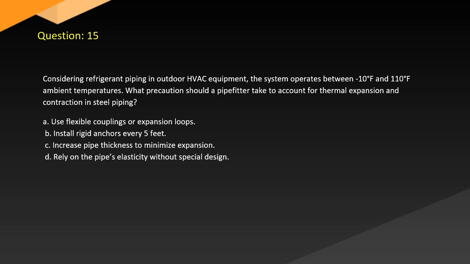Question 15. Considering refrigerant piping in outdoor HVAC equipment, the system operates between -10° and 110° ambient temperatures. What precautions should a pipefitter take to account for thermal expansion and contraction in steel piping? A. Use flexible couplings or expansion loops. B. Install rigid anchors every 5 feet. C. Increase pipe thickness to minimize expansion. D. Rely on the pipe's elasticity without special design.